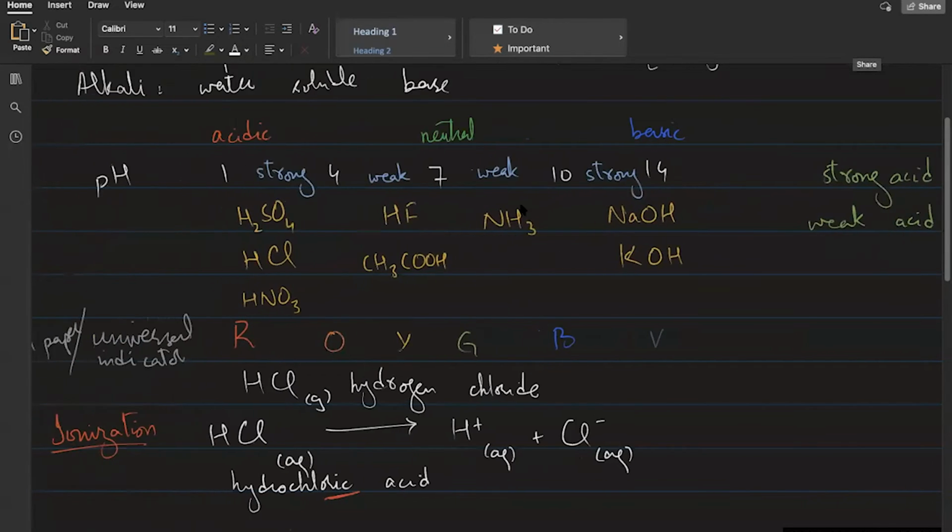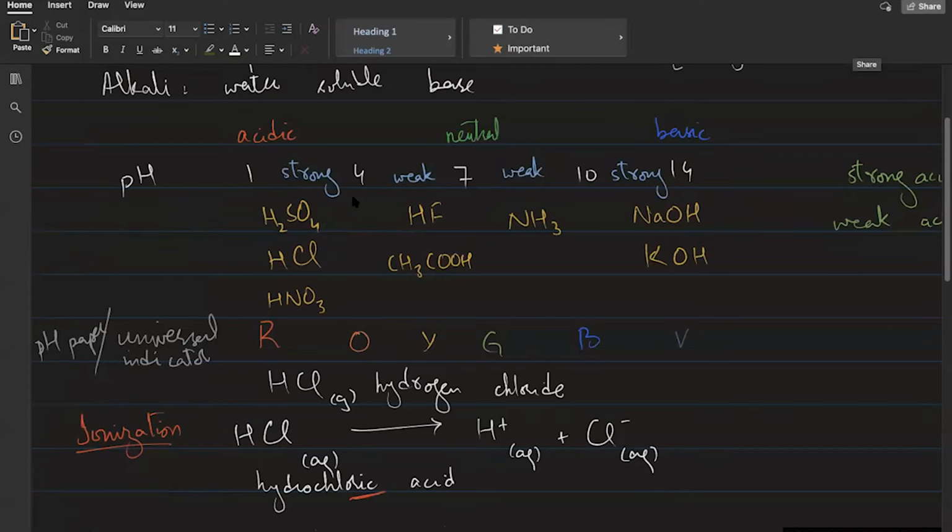Examiner will ask you for pH sometimes, so you can just predict a pH. For strong acids, take a value between 1 and 4. Don't say 4; 1, 2, or 3 is fine. For weak acid, take 4, 5, or 6. For neutral, it's 7 always. For weak base, you have 8, 9, or 10. And for strong base, you have 11 onwards, up to 14. Okay. And these are some examples that you definitely need to know.